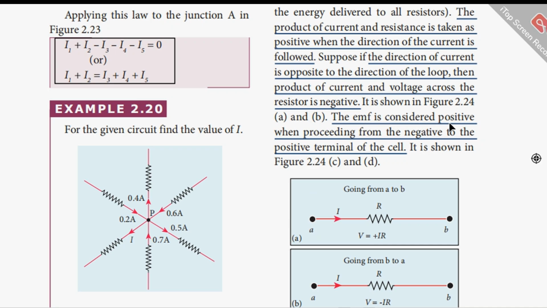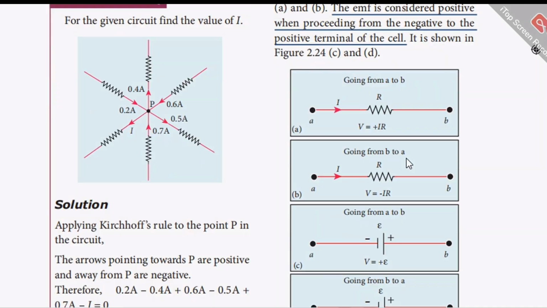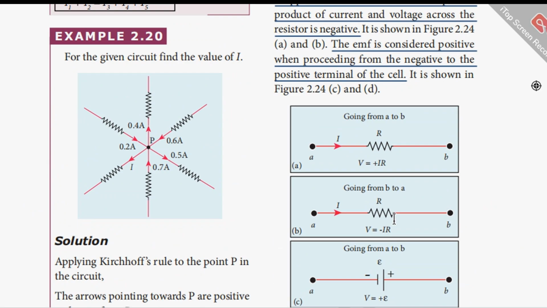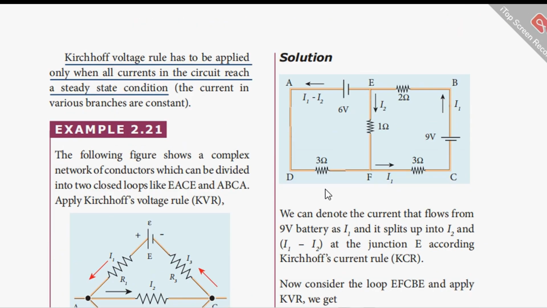The EMF is considered positive when proceeding from the negative to the positive terminal of the cell, and that is shown in 2.24c and d. Here V = +E, whereas in this case V = -E. Kirchhoff's voltage rule has to be applied only when all currents in the circuit reach a steady state condition, and the currents in the various branches are constant.